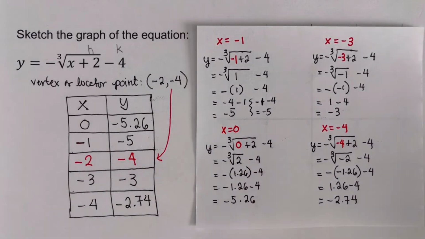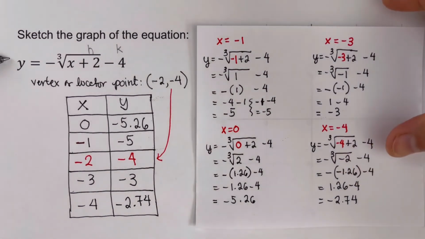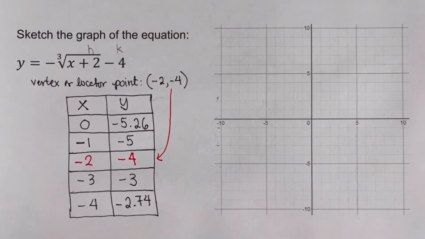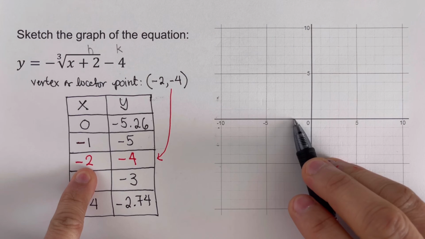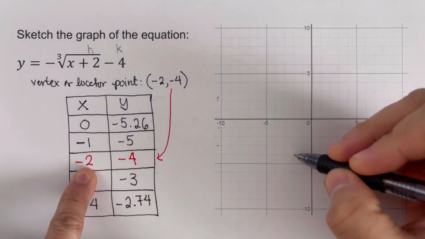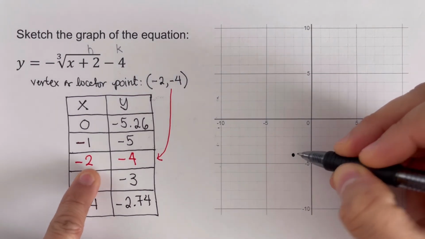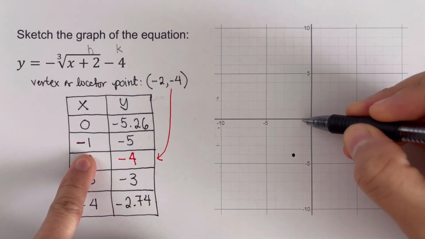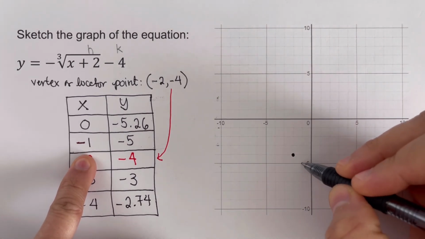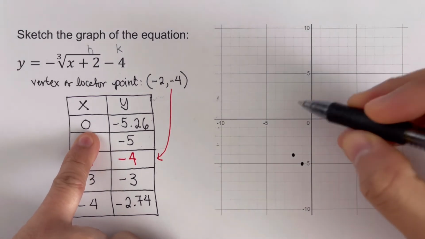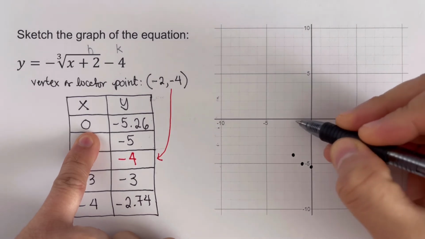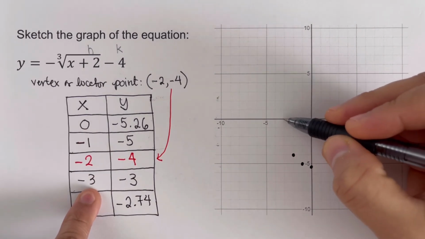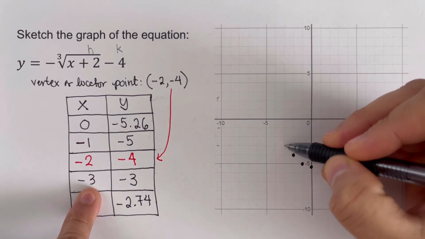Okay, so these are the values on the table that will be needed in order that we can graph this equation right here. So the next step is to sketch the graph. So we're going to start with the vertex. Negative 2 goes to negative 4, so it's going to go down here. And then we also have negative 1 goes with negative 5, so it's going to go down here. And then 0 goes to negative 5.26, so that should be somewhere around here. And then we have negative 3 goes with negative 3. So that's 1, 2, 3.